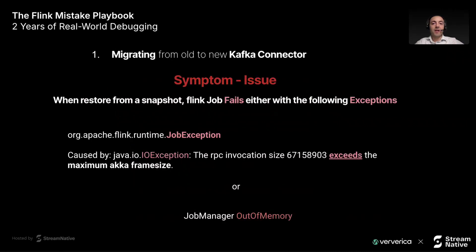The symptom our users mostly see is that when they restore their Flink jobs, they face an exception. Either their Flink job is failing with the RPC invocation size exceeding the maximum akka frame size, or their job managers are running out of memory. Why is this RPC invocation size exceeding the maximum akka frame size happening?